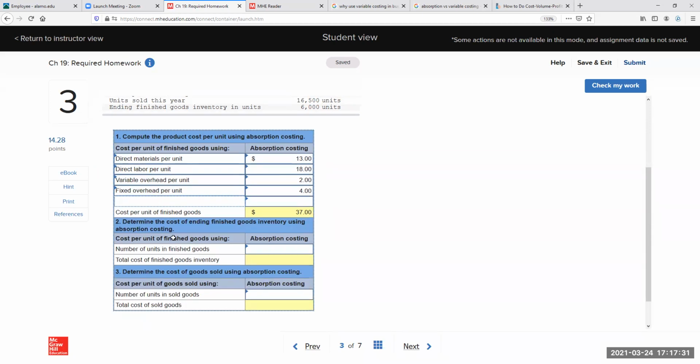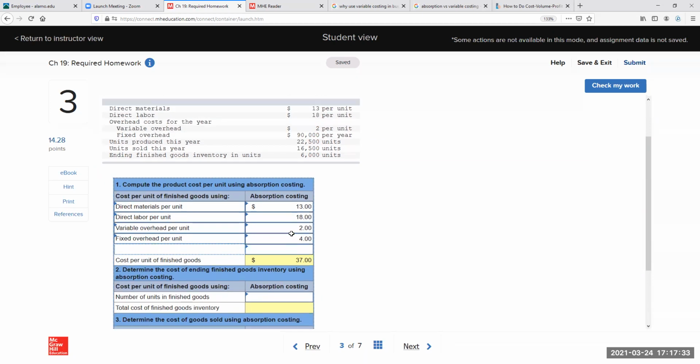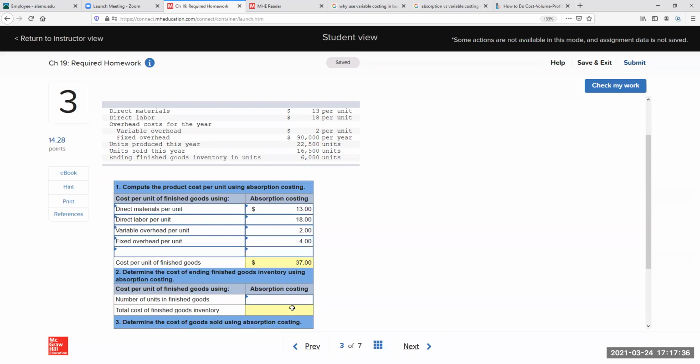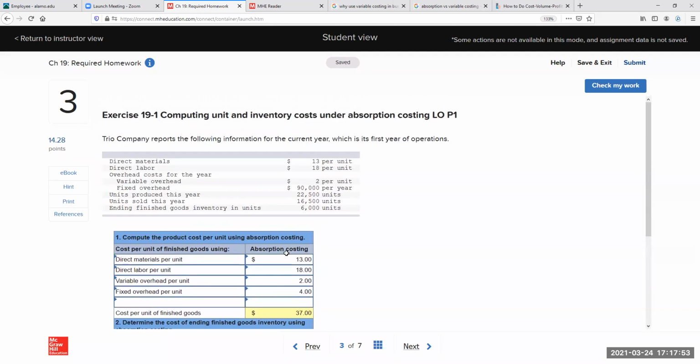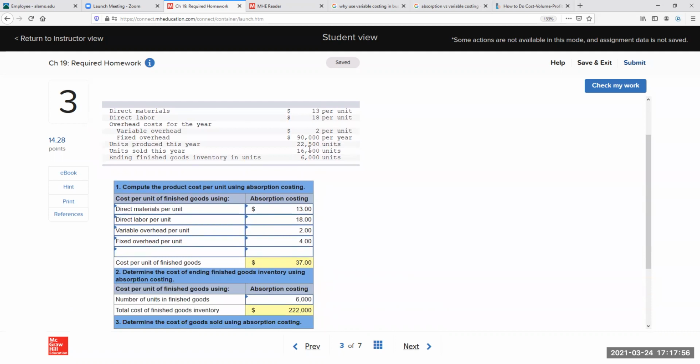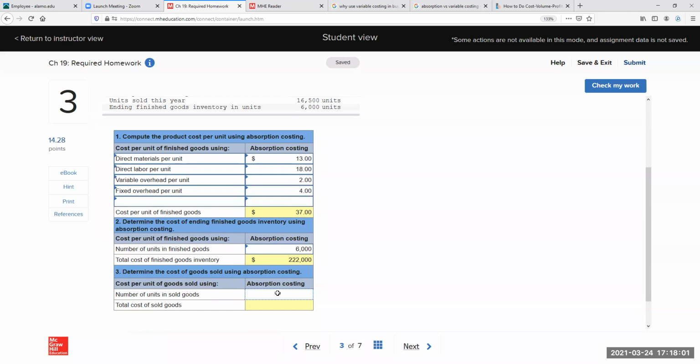Now, it wants to know, determine the cost of the ending finished goods. You've got 6,000 left. So 6,000 times the 37 is equal to 222. Now, what about the cost of the units sold? 16.5 is sold. So I'm going to put 16.5 here, and 16.5 times my 37 is equal to my 610. Let's check my work.